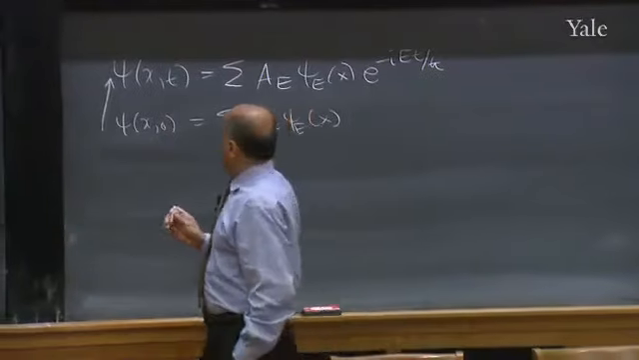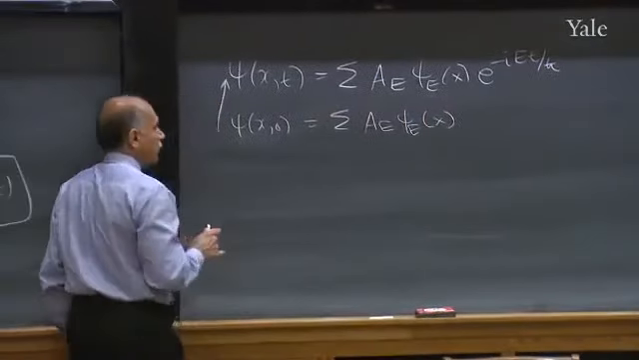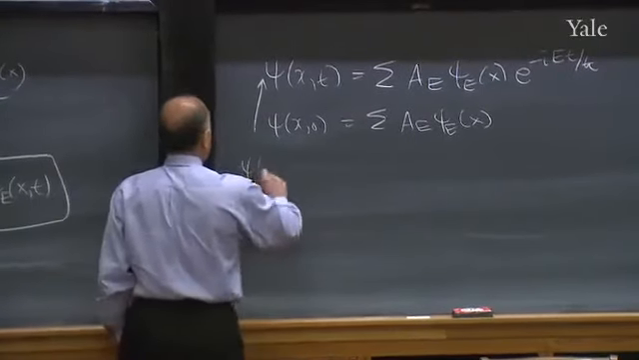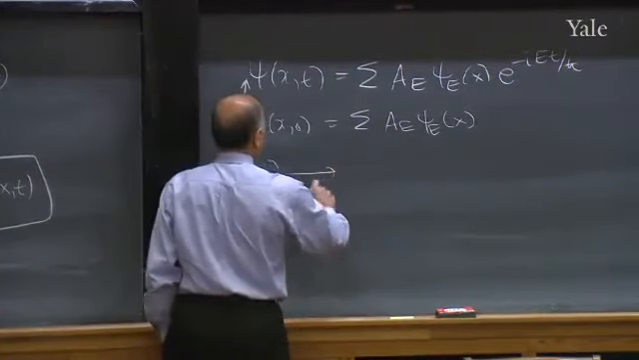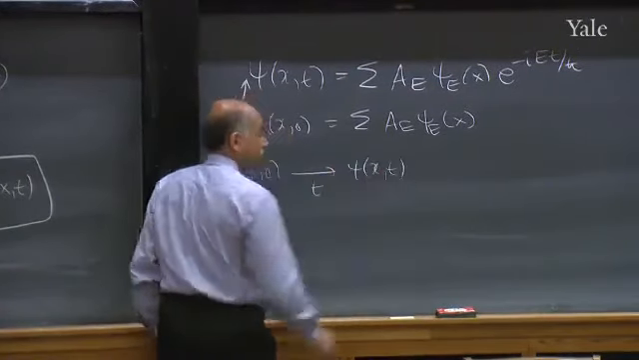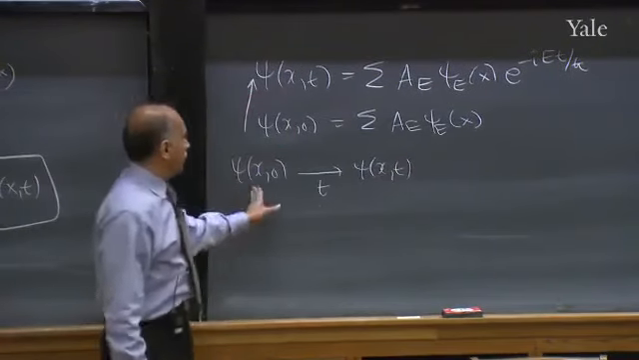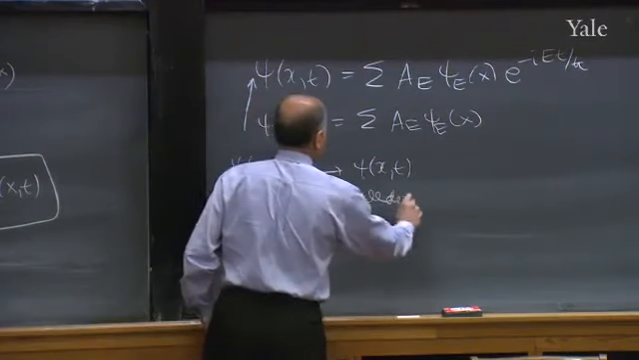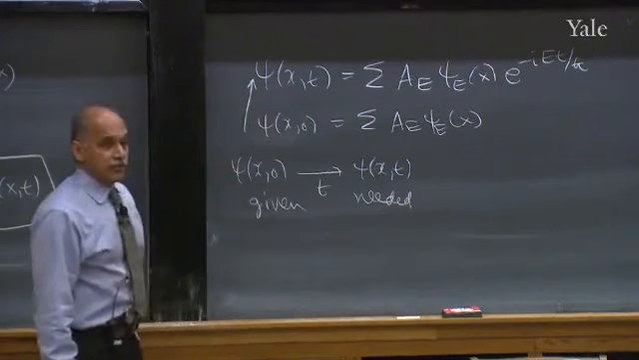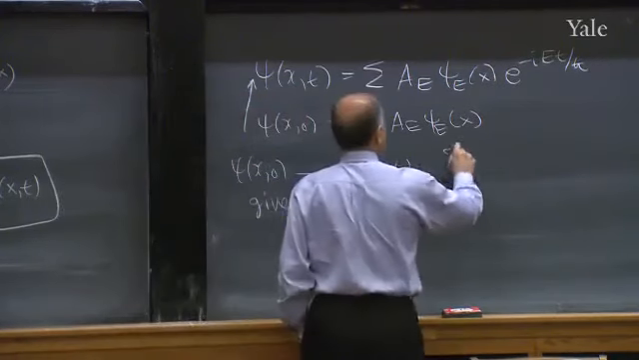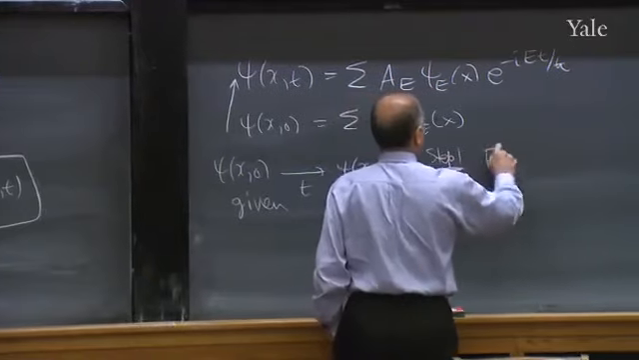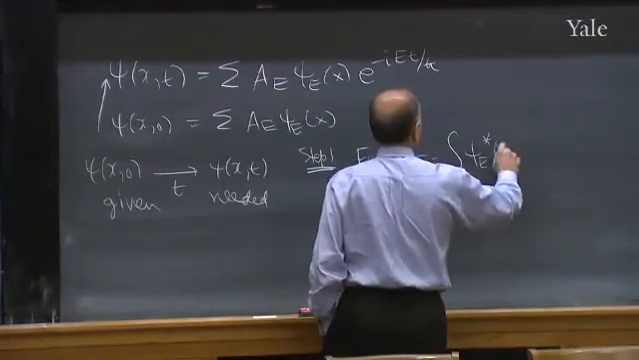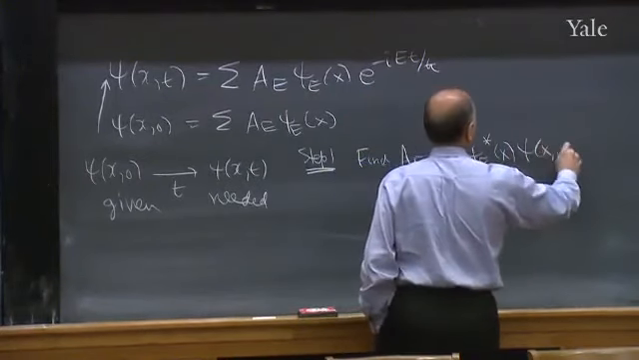So let me tell you then the process for solving the Schrodinger equation under any conditions. Are you with me? You come and give me psi of x and 0, and you say, as a function of time, where is it going to end up? That's your question. That's all you can ask. Initial state, final state. This is given. This is needed. So I'll give you a 3-step solution. Step 1, find a sub E equals psi sub E star of x times psi of x and 0.